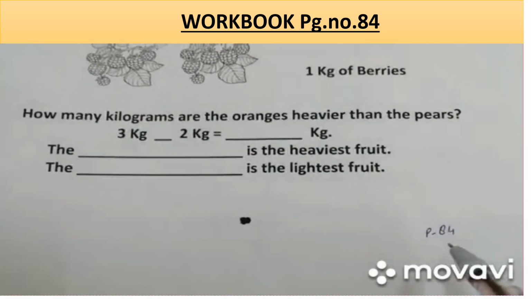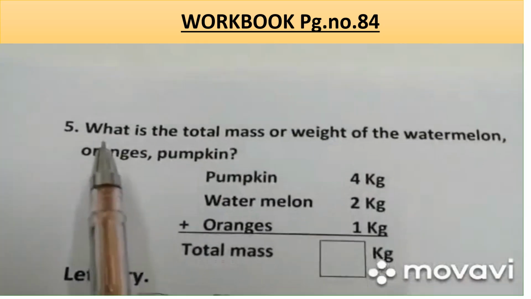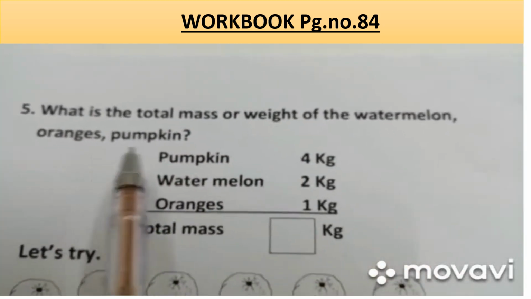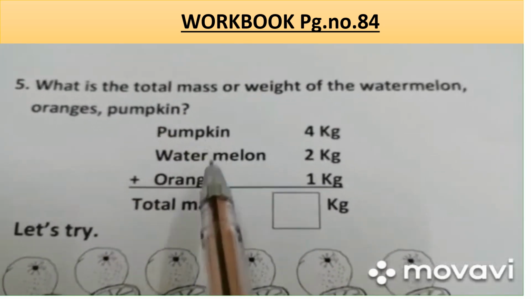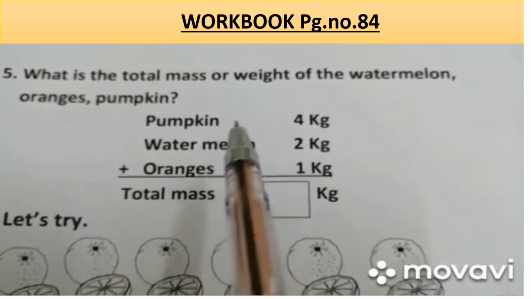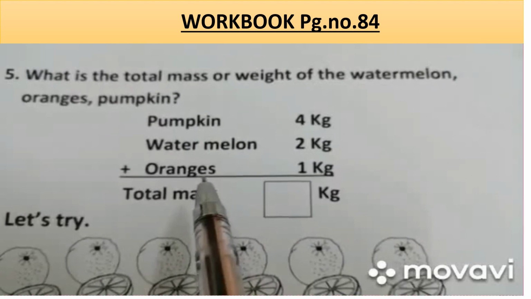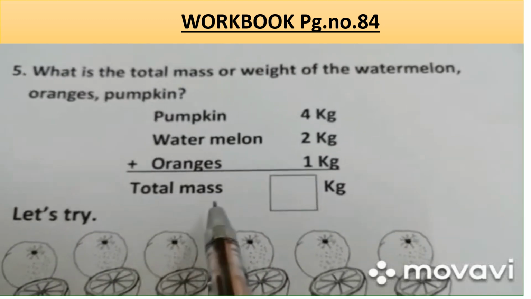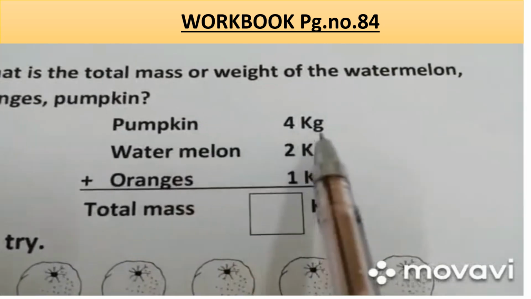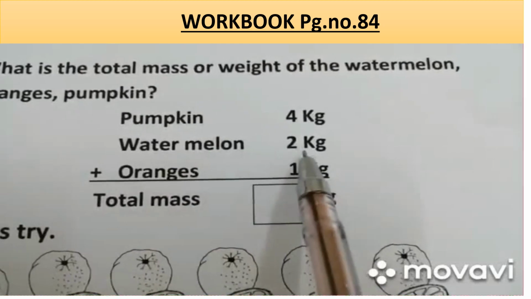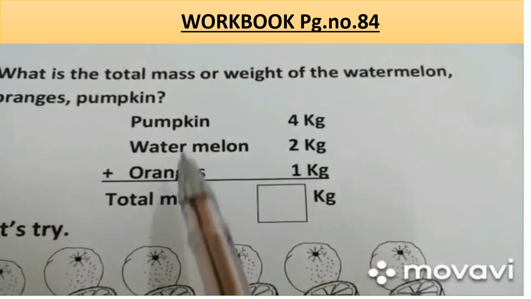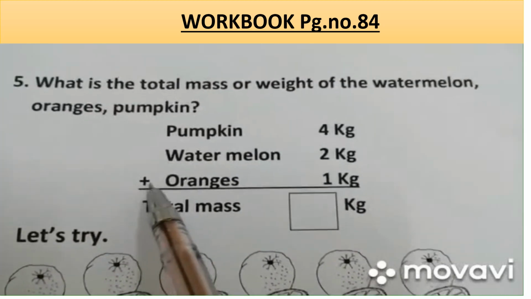So students, now we will do page number 84. Let's start. Question number 5. What is the total mass or weight of the watermelon, oranges, pumpkin? We have to find the total weight of these 3. Pumpkin 4 kg, watermelon is 2 kg, oranges is 1 kg. So we will do addition. We will add these three and find the total mass.